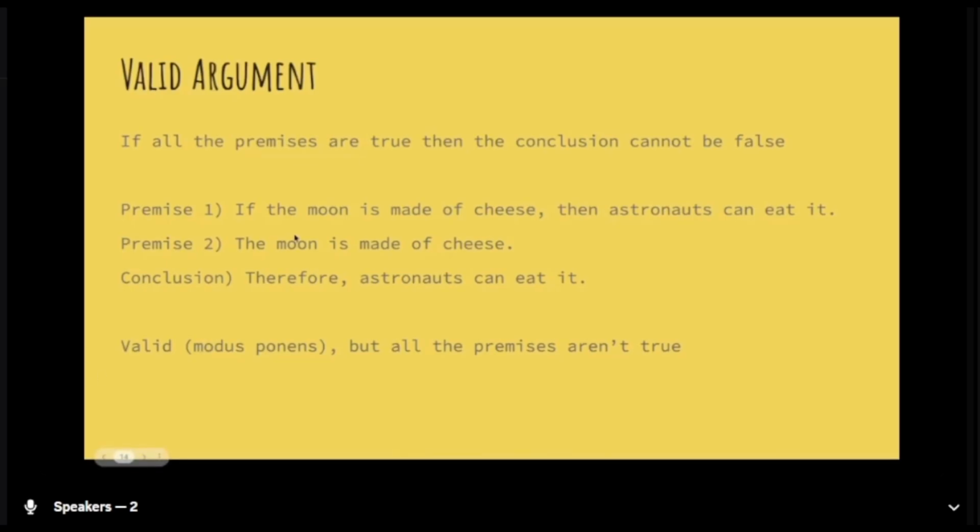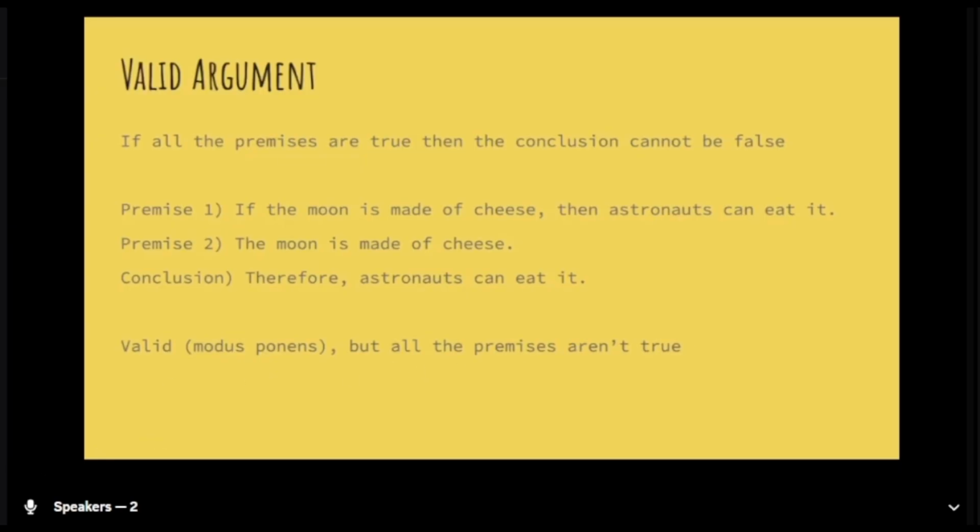Here we've got an example of a valid argument. Premise 1, if the moon is made of cheese, then astronauts can eat it. Premise 2, the moon is made of cheese. Conclusion, therefore astronauts can eat it. This is quite a common form of an argument. Structure through the rule of inference is known as modus ponens. It's a valid argument, but all the premises aren't true.